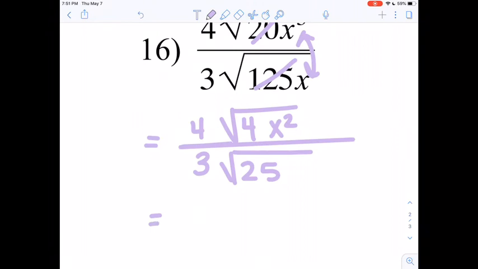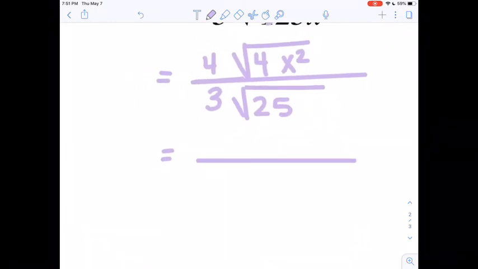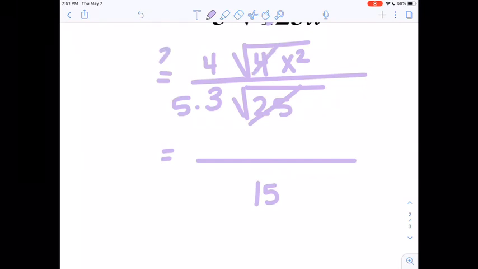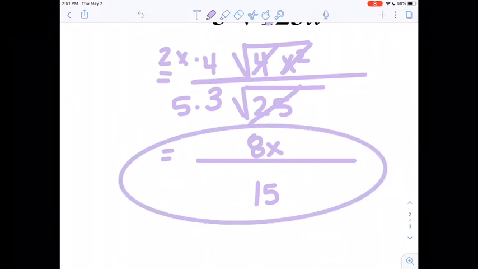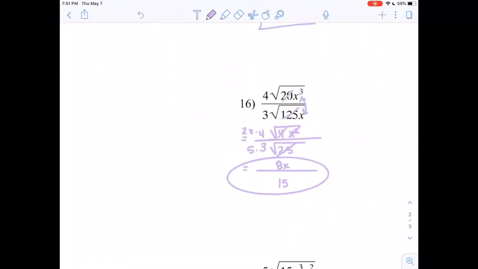Now let's simplify where we can. I see in my denominator I have a perfect square. So the square root of 25 is 5. I'm going to multiply that by the 3, so I get 15 in the denominator. And then in the numerator, I actually have some perfect squares I could pull out, right? So the square root of 4 is 2, and the square root of x squared is x. Multiply that by the 4, and I get 8x. And then that's your final answer, because I can't simplify the 8 and the 15. Nothing goes into both of those.